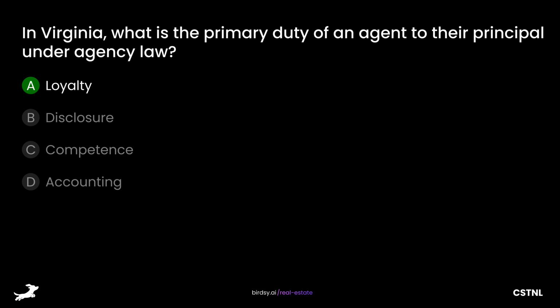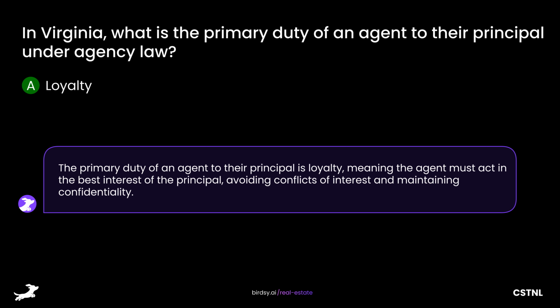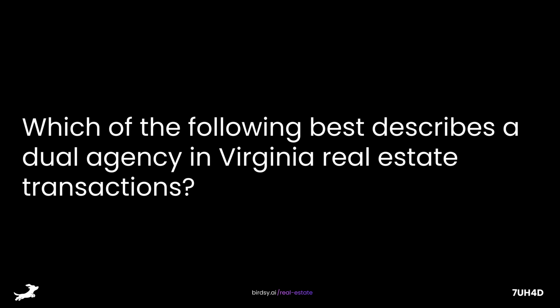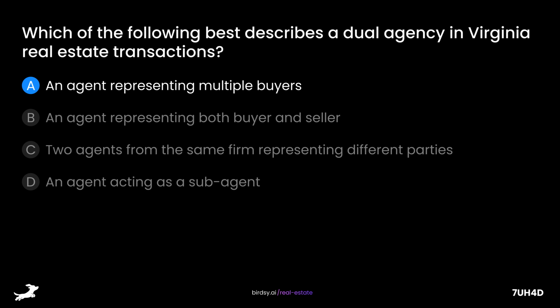The answer is A. The primary duty of an agent to their principal is loyalty, meaning the agent must act in the best interest of the principal, avoiding conflicts of interest and maintaining confidentiality. Which of the following best describes a dual agency in Virginia real estate transactions? Is it A, an agent representing multiple buyers, B, an agent representing both buyer and seller, C, two agents from the same firm representing different parties, or D, an agent acting as a subagent? The answer is B, an agent representing both buyer and seller.